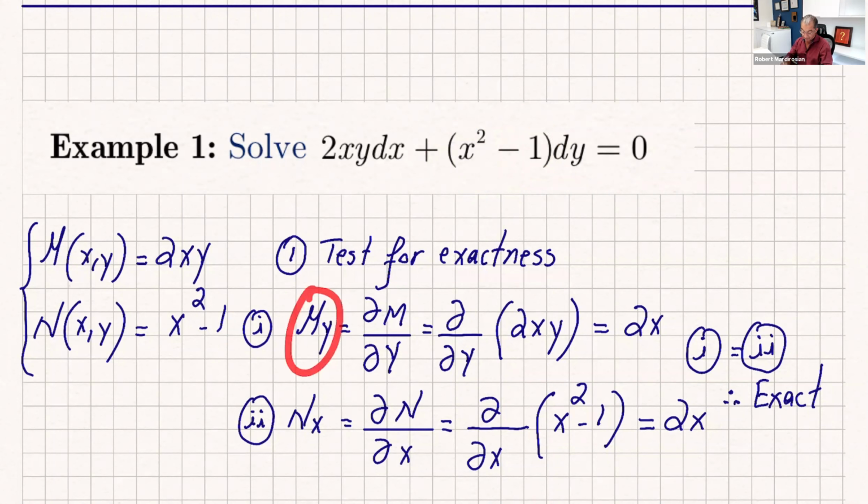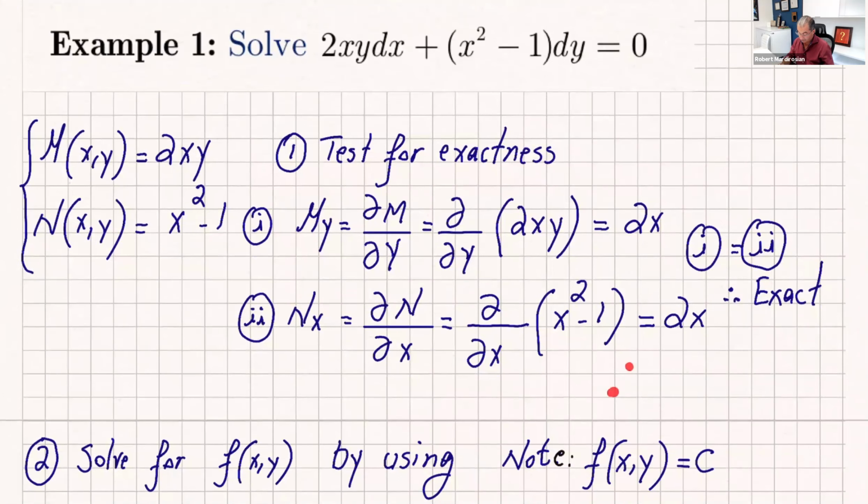So you take the partial of M with respect to y, and I put both notations for you. That's the partial derivative with respect to y of this expression. That's just 2x, because x is a constant. Then you take the partial of N with respect to x. Again, this is the same notation, just the partial of this expression with respect to x, and that's also 2x. And we know 2x equals 2x, so it checks, therefore it is exact. Little note: when you see these three points, that means therefore in mathematics.